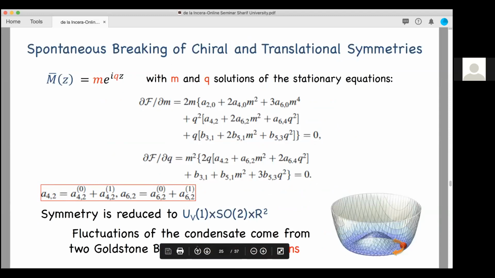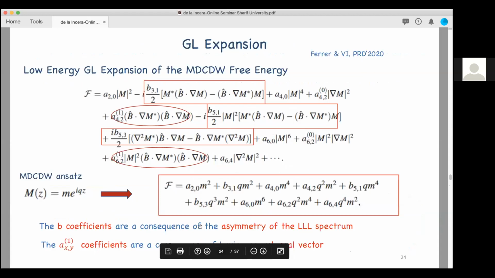Okay? So the A1 coefficients, I just want to summarize, are related to the presence of an external vector, the magnetic field, but they are not connected to the topology. So they will exist even without topology. But the B coefficients are only present because of the non-trivial topology of the theory.